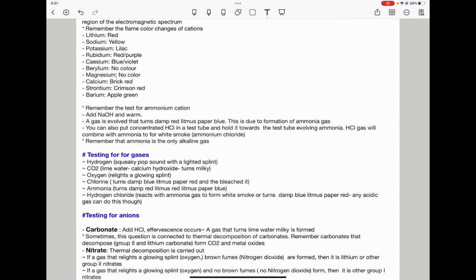You can also put concentrated hydrochloric acid in a test tube and hold it towards the test tube that is evolving ammonia. HCl gas will come off the test tube that contains the concentrated hydrochloric acid, and the ammonia gas and the HCl gas will combine and react to produce ammonium chloride, which will be observed as white smoke. You need to remember that ammonia is the only alkaline gas, at least for your level, that can be examined.